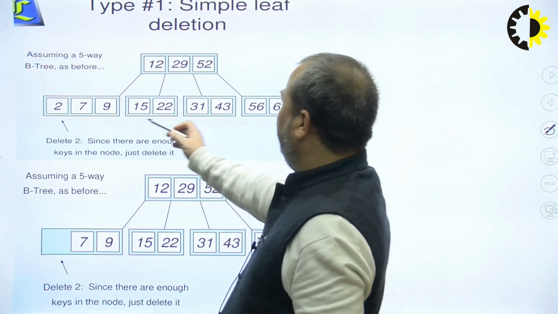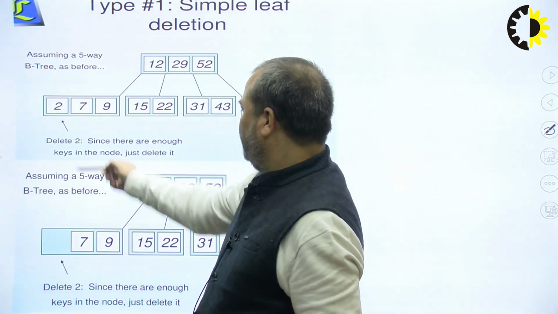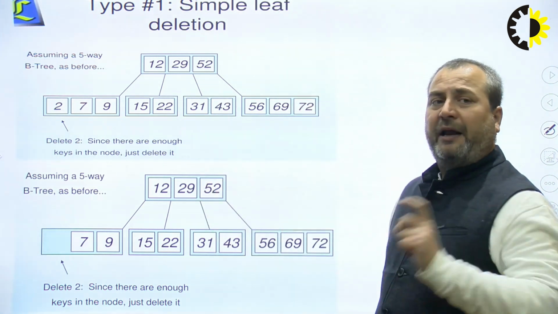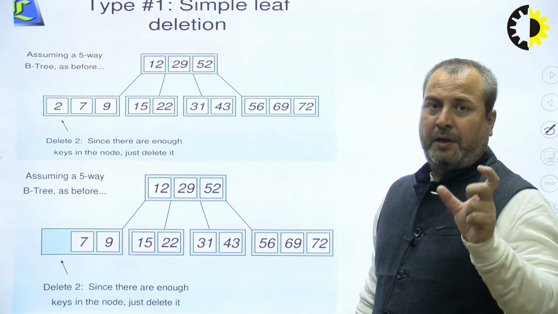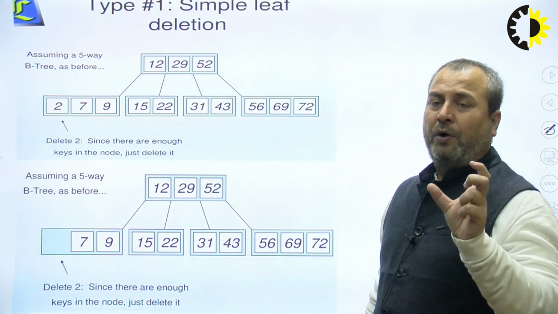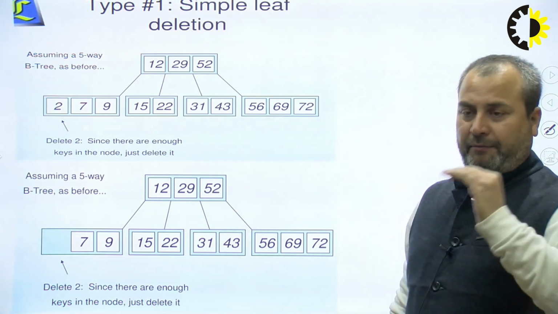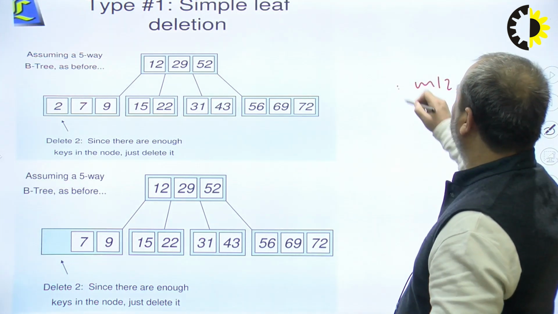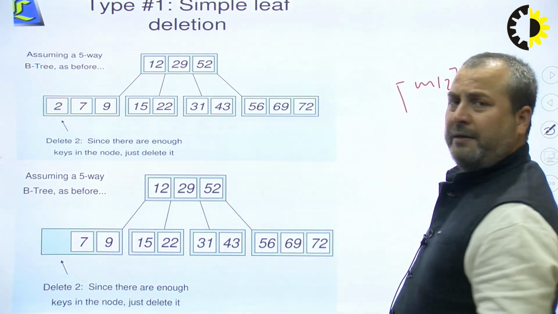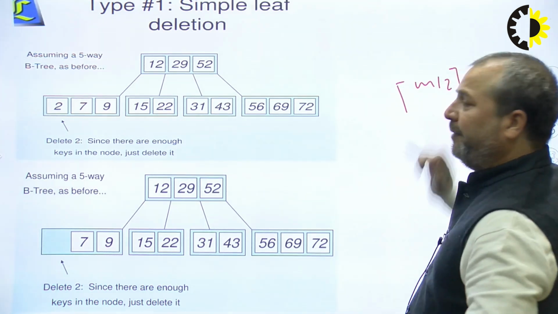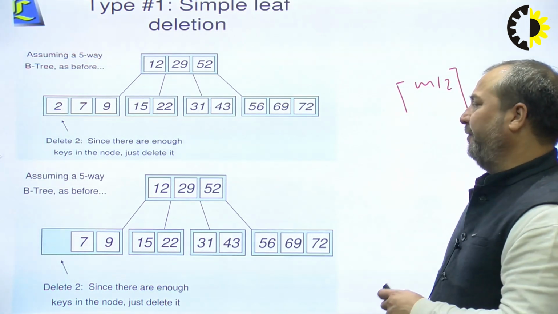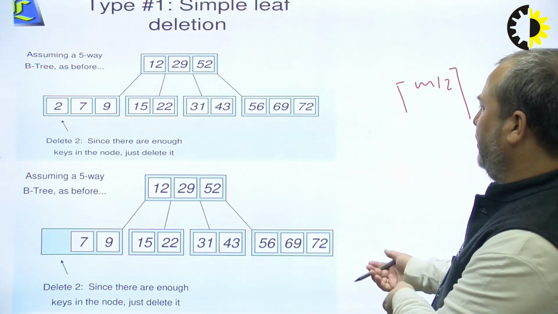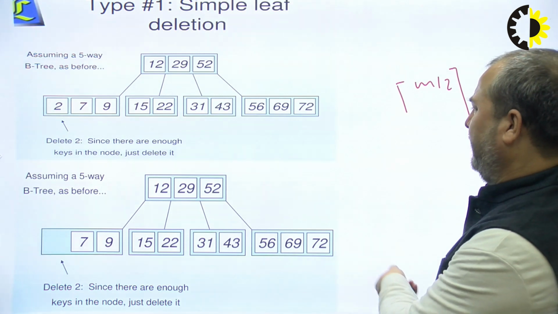Suppose we want to delete 2, so we can delete 2. What condition are we required to check? Minimum. Any node, leaf or internal, will have a minimum of m/2 key values, right? So it should not go below that. That condition we are required to check. Okay. So this is the process given here.